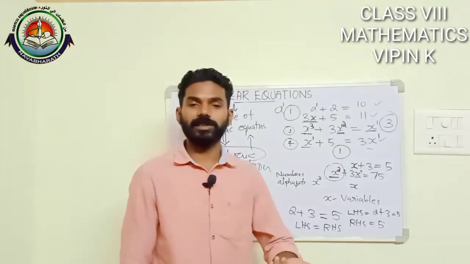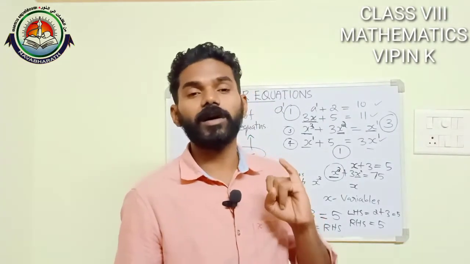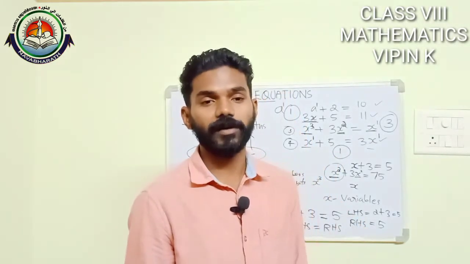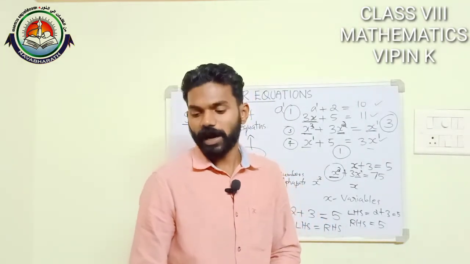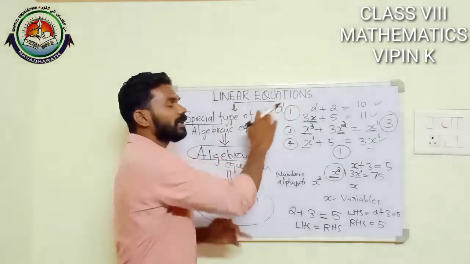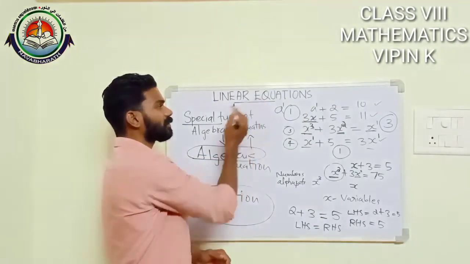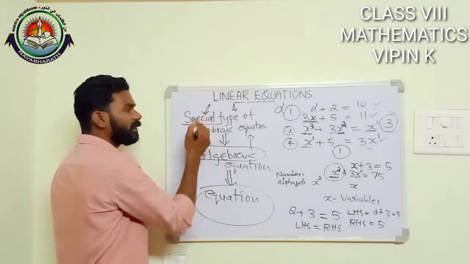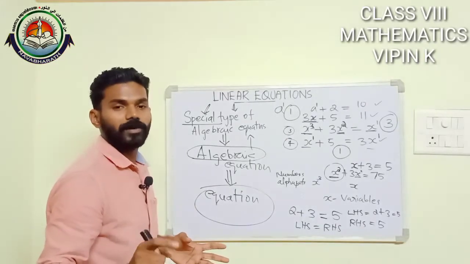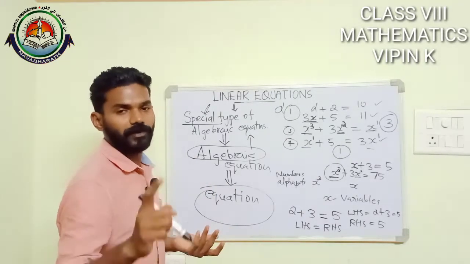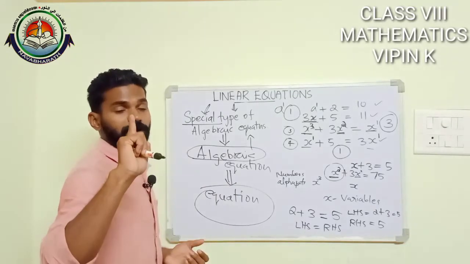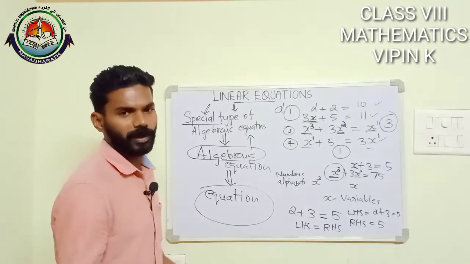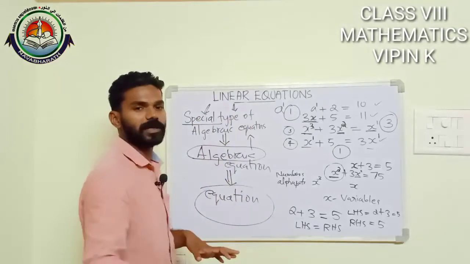In all those equations, the highest power of the variable, or the highest power of the alphabet used, is 1. Okay. Such equations are called linear equations. So the speciality of a linear equation is that the power of the variable would be 1. The largest power must be 1. If it contains any other higher powers, then it will not be a linear equation.